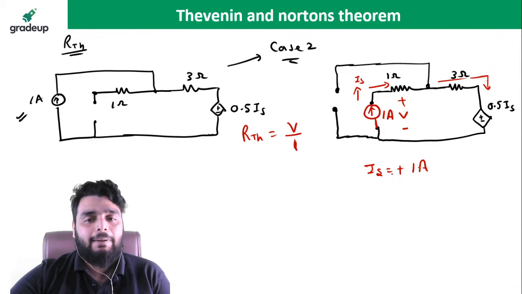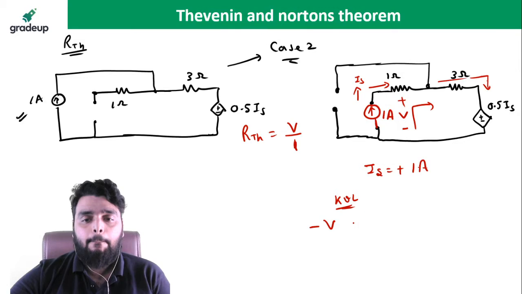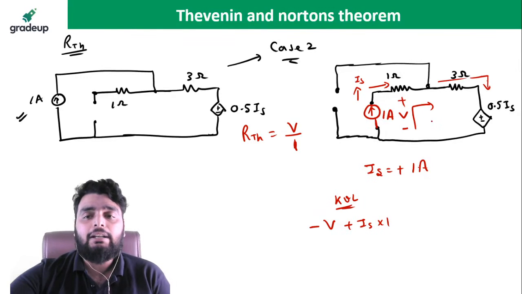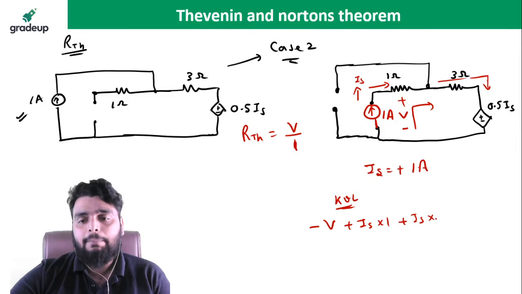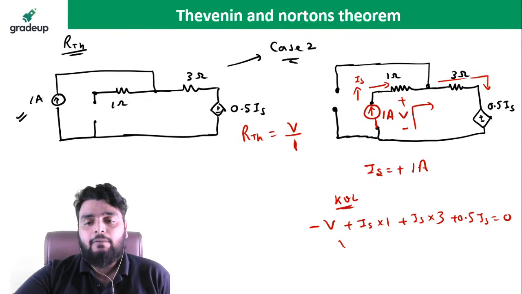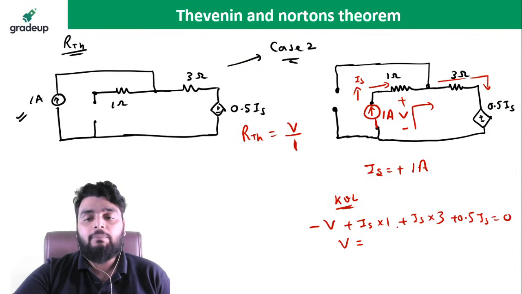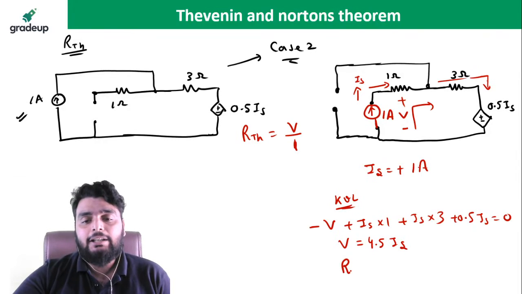Now I can apply the KVL again. I am going in this direction. So you will see minus V plus IS multiplied by 1 plus IS multiplied by 3 plus 0.5 IS equal to 0. Yes or no? From here I can write V is equal to what? Let me check if I am doing something wrong. No. 3 plus 1 is 4, plus 0.5, so 4.5 IS. So RTH is what?